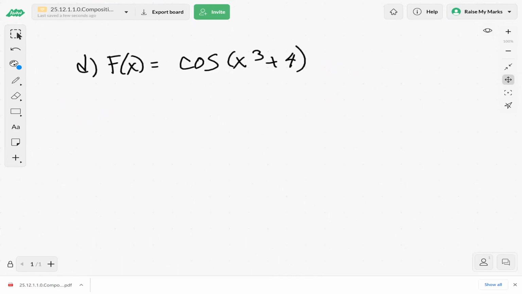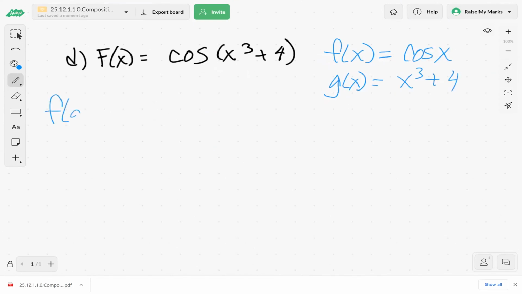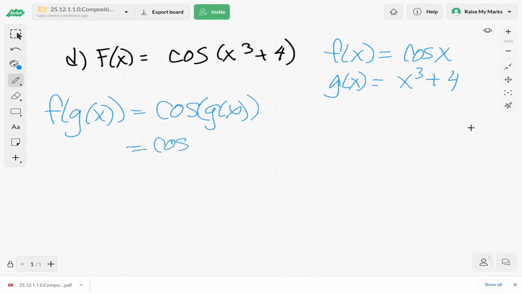And our last function, F of x equals cos of x cubed plus 4. All right, so in this case, I'm going to let little f be cos x, and our g of x be our x cubed plus 4. So now when we take the composition of little f and little g, what do we have? We have cos of g of x. And our g of x is x cubed plus 4. And so we do indeed get capital F of x.